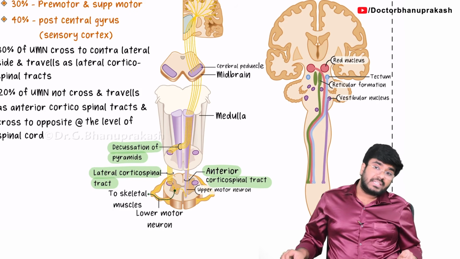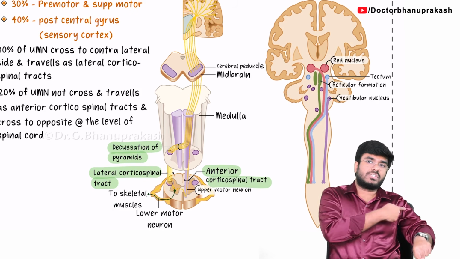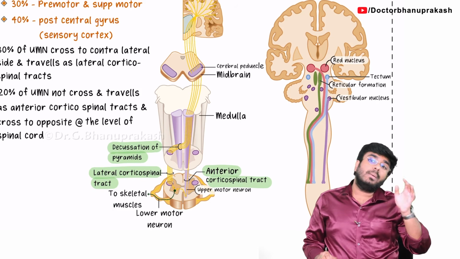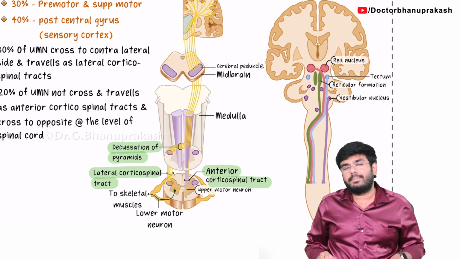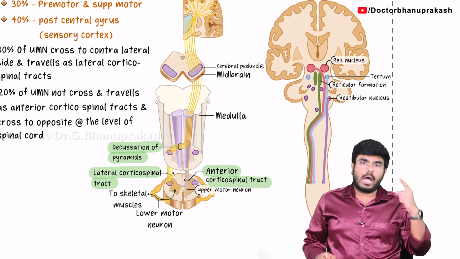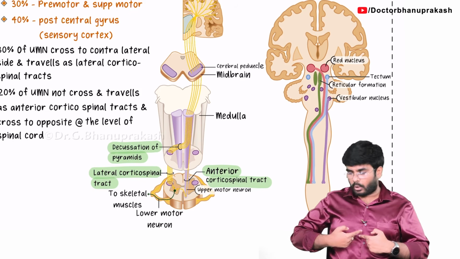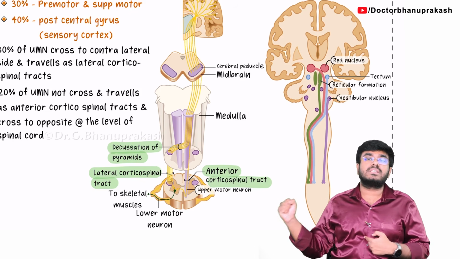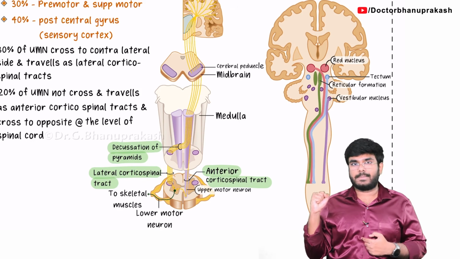In a sensory pathway, there is first order neuron, second order neuron and third order neuron. Three orders of neurons are there. But in the motor pathway, in the descending pathway, only two motor neurons are there. One is the upper motor neuron, the other the lower motor neuron. Upper motor neuron from the cortex and lower motor neuron from the spinal cord. It's the lower motor neurons which go to the skeletal muscles and cause the contraction of the skeletal muscles.